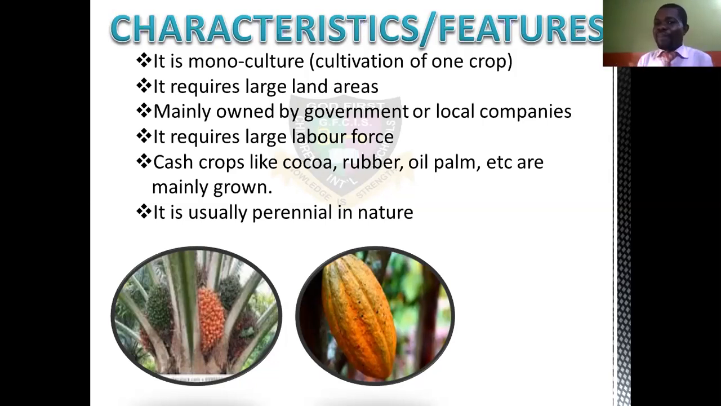Then it is mainly owned by government and local companies. Why? Because of the machines that are used for mechanization and other things, or to buy insecticides and pesticides for all these things, it's not easy to manage them. So that's why governments are always involved, and then local companies. That is why it is not really easy for individuals to own them.